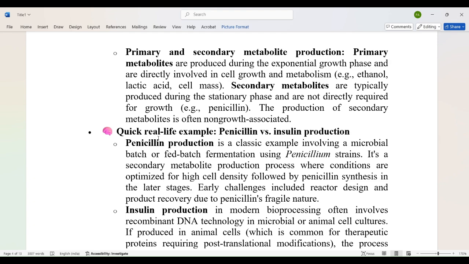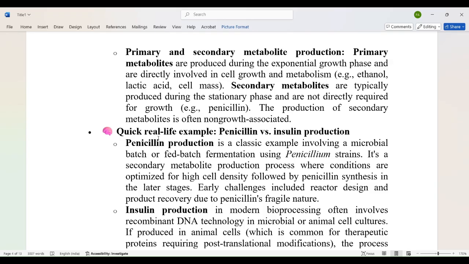So what about secondary metabolites? They are produced during the stationary phase and are not directly required for growth. For example, if cells are growing in population and metabolizing, that is not the direct product of the regular metabolism, specifically, if I can say, right?